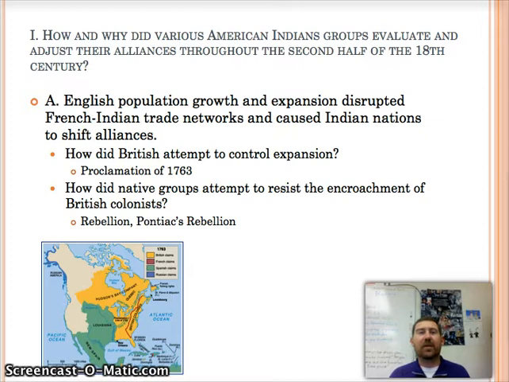And the British attempted to control this with the Proclamation of 1763, which, as we talked about in class, was this imaginary line that was drawn down the Appalachian Mountains. And what they said was no colonists can go west of this line. Well, the reaction of it, as we talked about, colonists ignored it and kept encroaching on native lands. So, in response to that, how did native groups attempt to resist the encroachment of British colonists? The big one is that it comes in the form of rebellion with Pontiac's Rebellion, which you should have on your terms and know the causes of it and events and results, as everything else that we talk about.